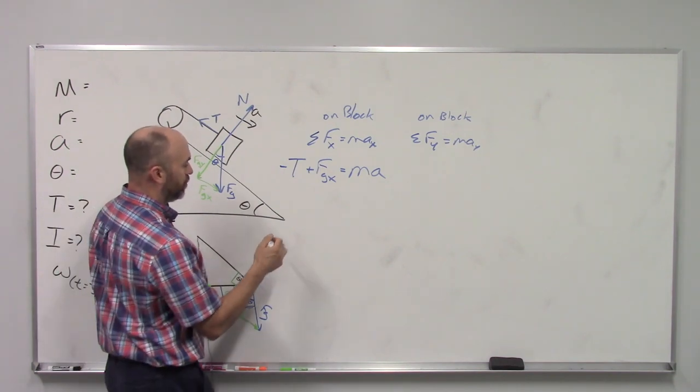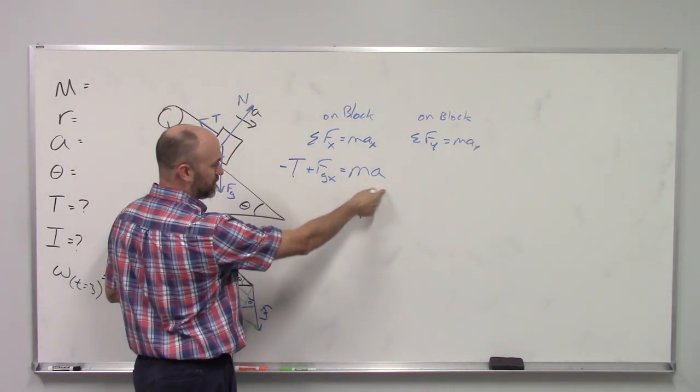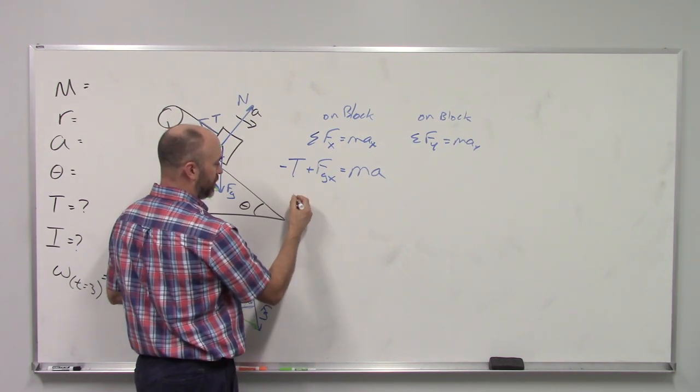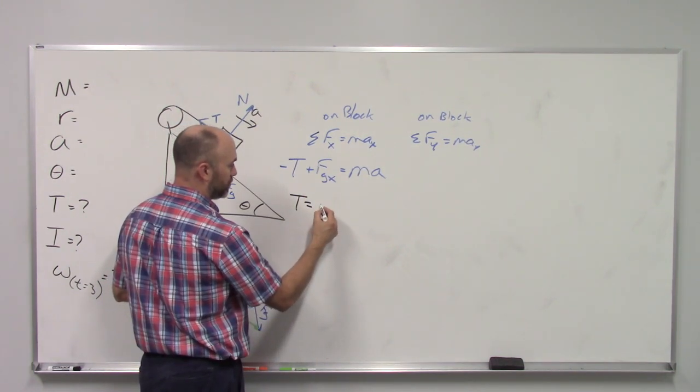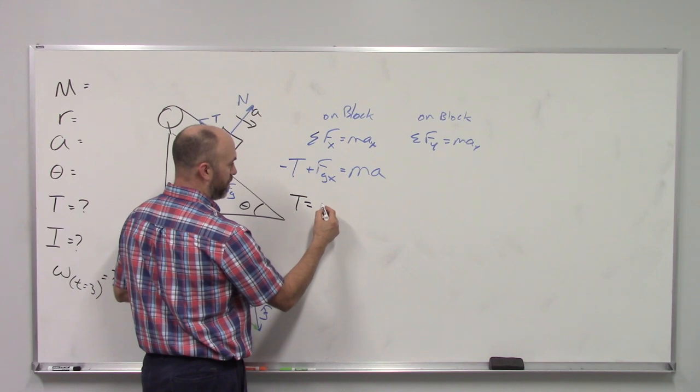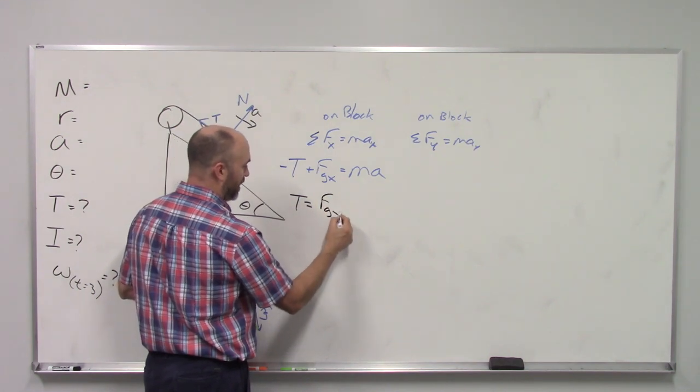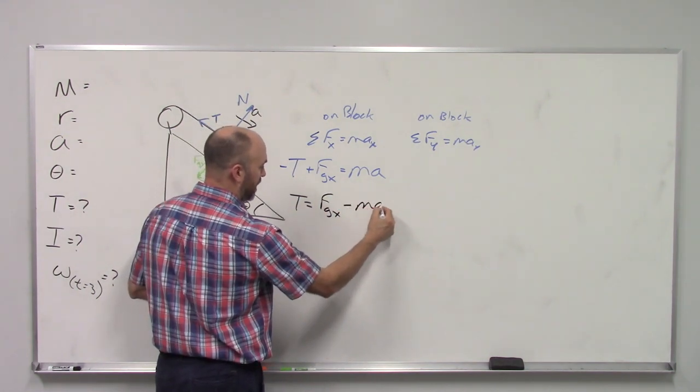So we can add tension over there and subtract MA over here, so that tension is equal to force of gravity X minus MA.